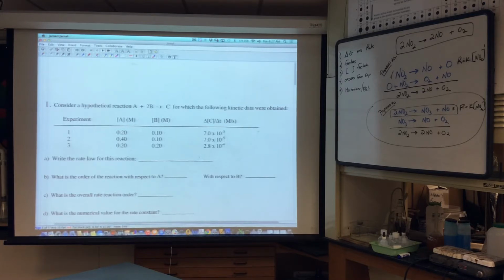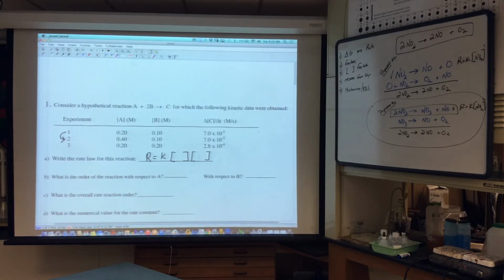Now, I want the rate law. I know that the rate is going to equal some constant that's temperature dependent times the concentrations of my reactants. It could be both, okay? Now, here's what I'm going to do. I'm going to look at reaction 1 versus 2, because I'm going to see B staying constant.